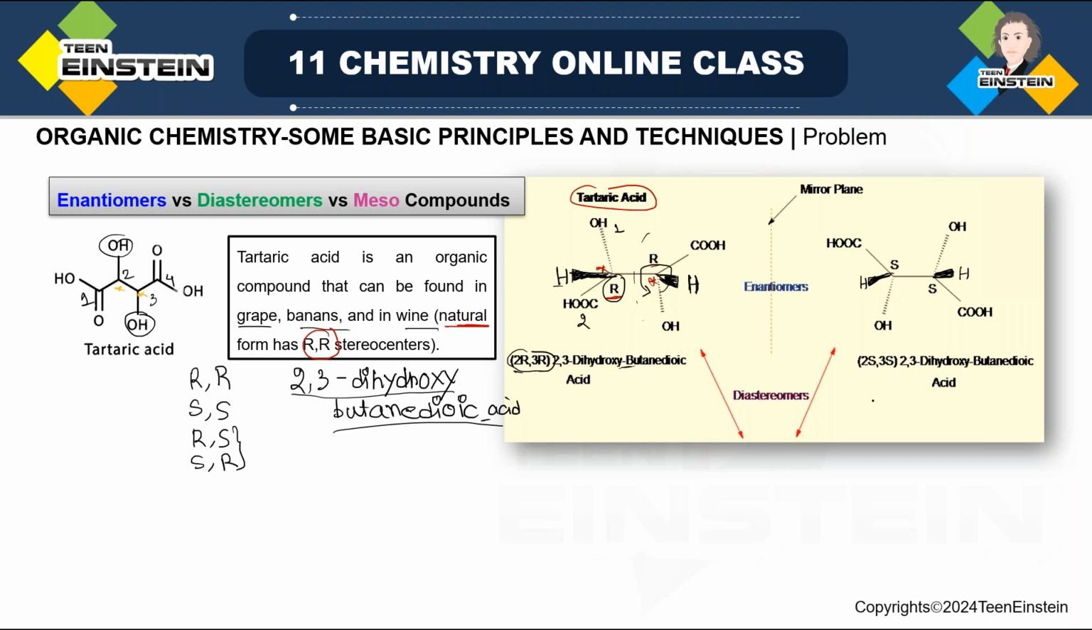Without stereochemistry, it is simply 2,3-dihydroxybutanedioic acid. But when you are including it, the natural form is 2R,3R, because these two positions are actually the 2 carbon and 3 carbon in the longest chain, total 4 carbon. Numbering will be like this: 1, 2, 3, and 4.